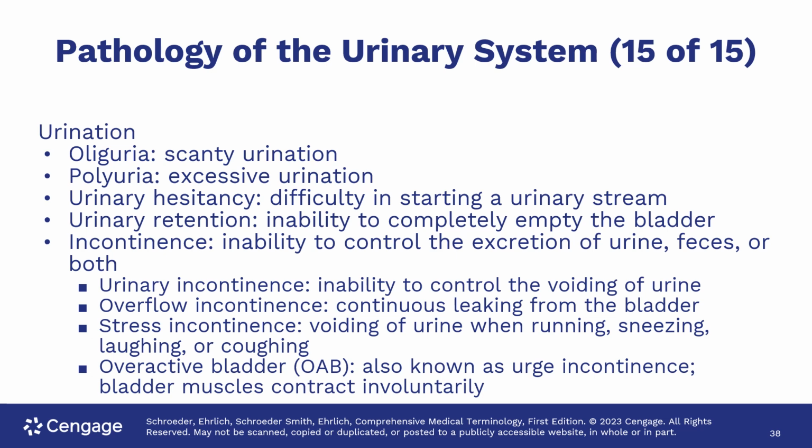Incontinence is uncontrolled urination or defecation, which is pooping. There are different kinds of urinary incontinence. Overflow, where you are leaking all the time. Stress incontinence is when you leak urine when there is stress on the pelvic floor, like when you sneeze, cough, or jump. An overactive bladder or urge incontinence is when your bladder muscles spasm involuntarily.